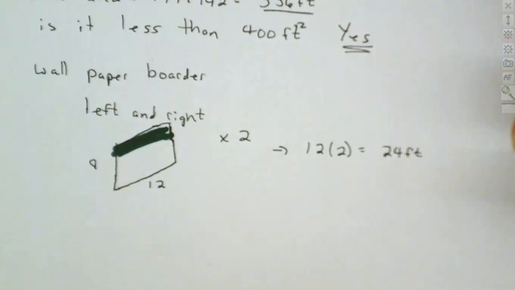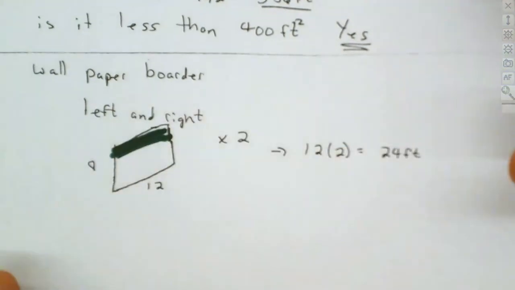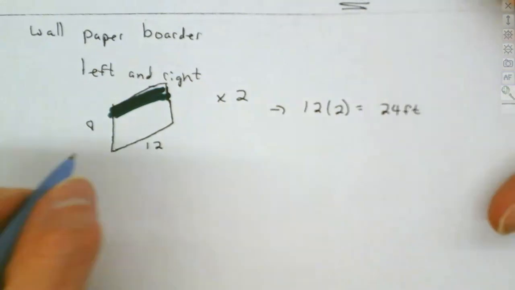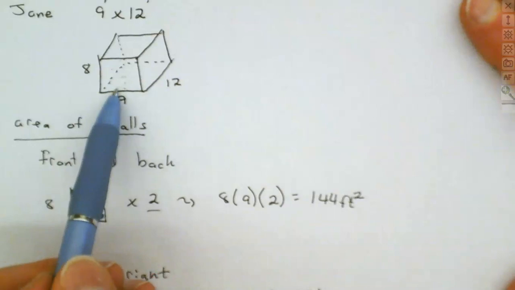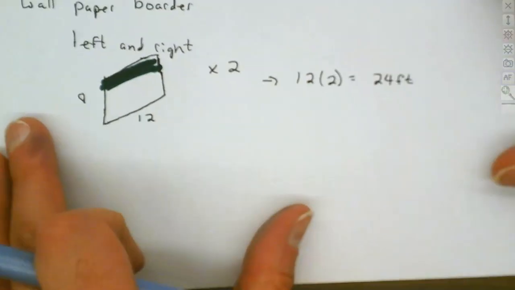What about, and this is the border here, border paper. What about the top and the bottom? When I look at my diagram, what about that? That's going to be this. Top and bottom, left and right. We already did the left and the right. Let's look at the top and the bottom here.